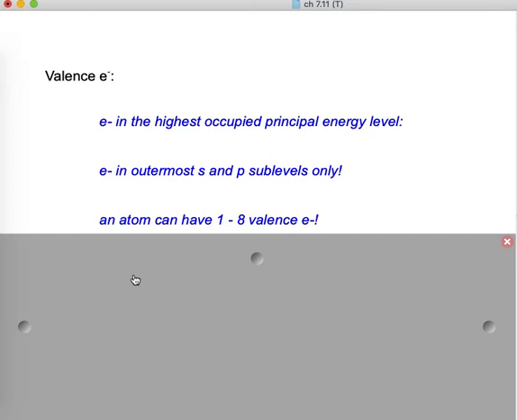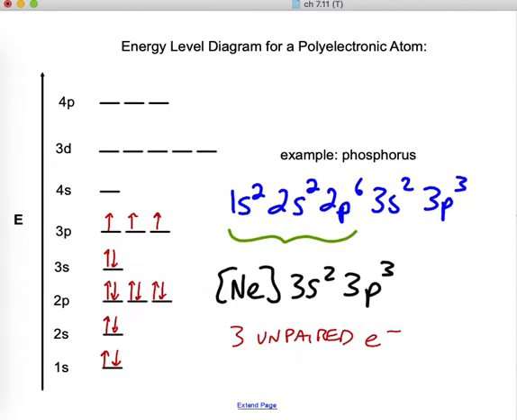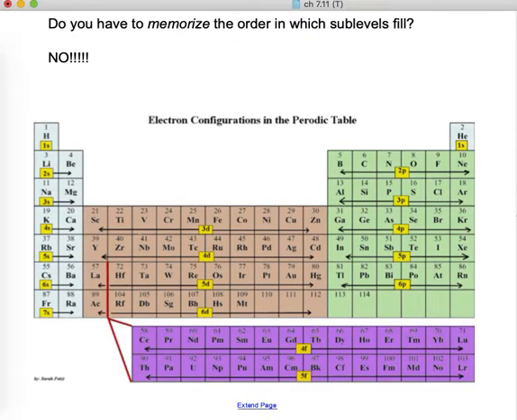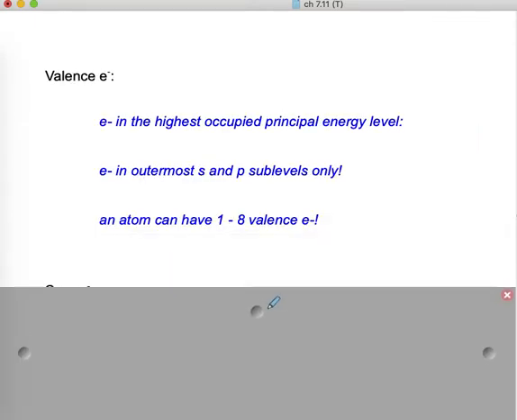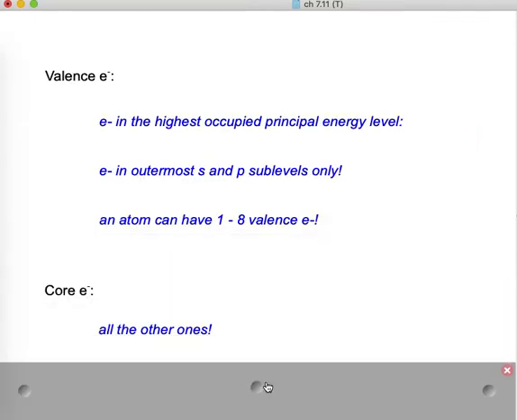So if we go back to our previous slide and look at phosphorus, we'll see phosphorus has 2 electrons in the 3s sublevel, 3 electrons in the 3p sublevel. The third principal energy level is the highest occupied principal energy level, so a phosphorus atom has 5 valence electrons. And by the way, that would be true of any element in group 15 because they would all have 2 electrons in an s sublevel and 3 electrons in a p sublevel. Core electrons, on the other hand, are all the other ones, the ones that are not in the valence shell.